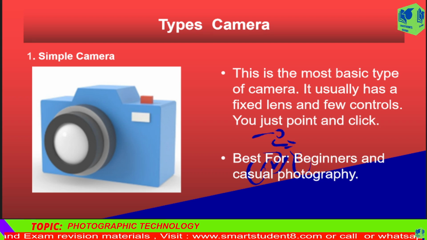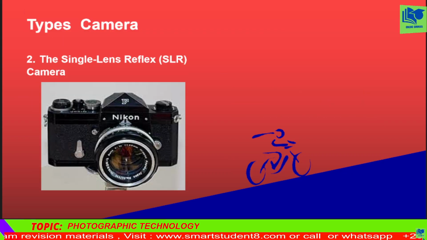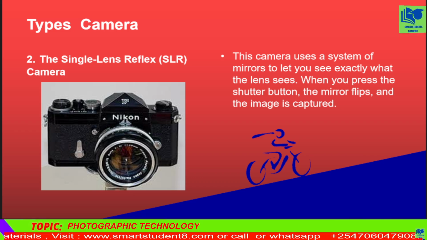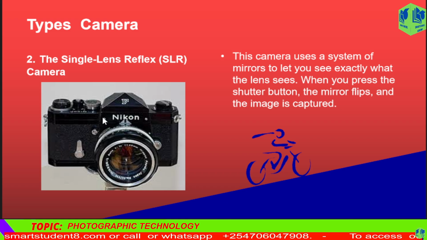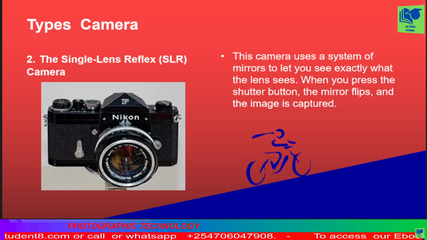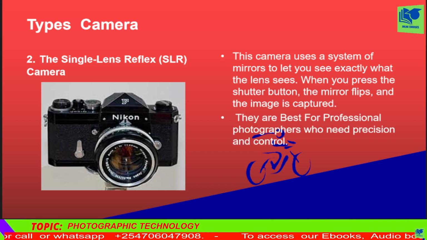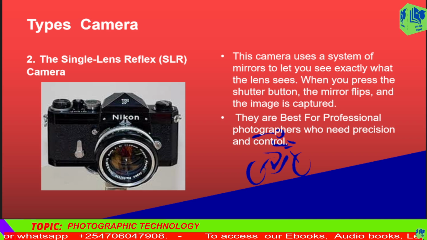2. The single lens reflex, SLR, camera. This camera uses a system of mirrors to let you see exactly what the lens sees. When you press the shutter button, the mirror flips, and the image is captured. The Nikon F-series cameras are good examples of this camera. They are best for professional photographers who need precision and control.